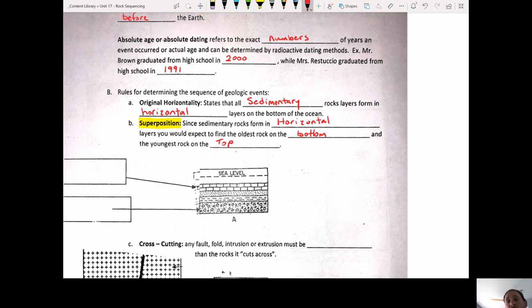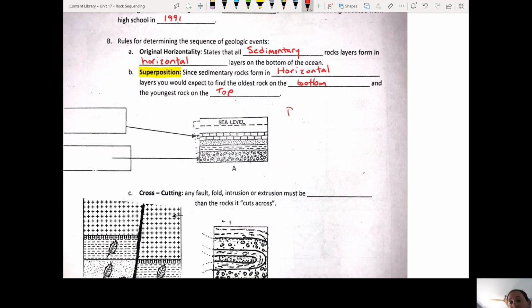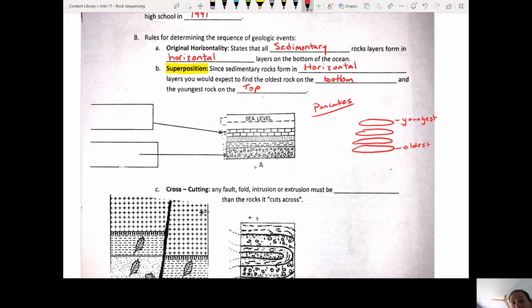Okay, think about if you were making pancakes, right? If you take a pancake off of the griddle, the oldest pancake, and you start stacking them, you would put it one on top of the other, right? The oldest pancake would be the first that you took off, so the oldest pancake would be on the bottom. That was the first one to form, and then the last one to form, the youngest, would be on the top. Okay, so when we look at this rock layer here in picture A, the older rock layers are on the bottom. The youngest rock layers are sitting on top of them.